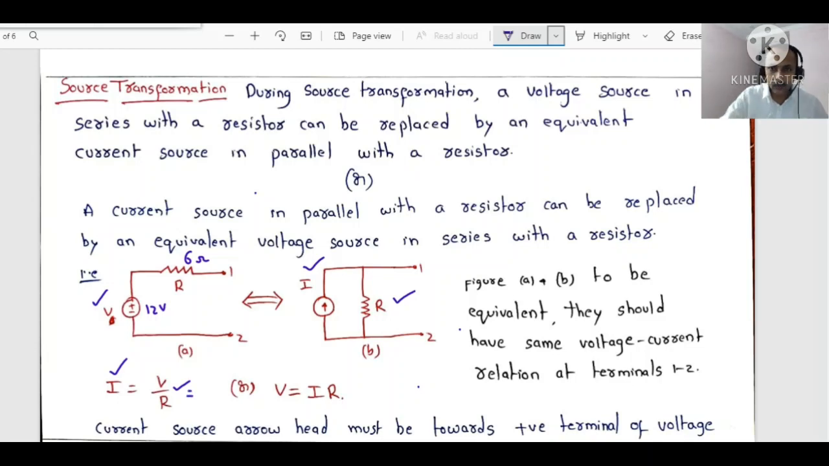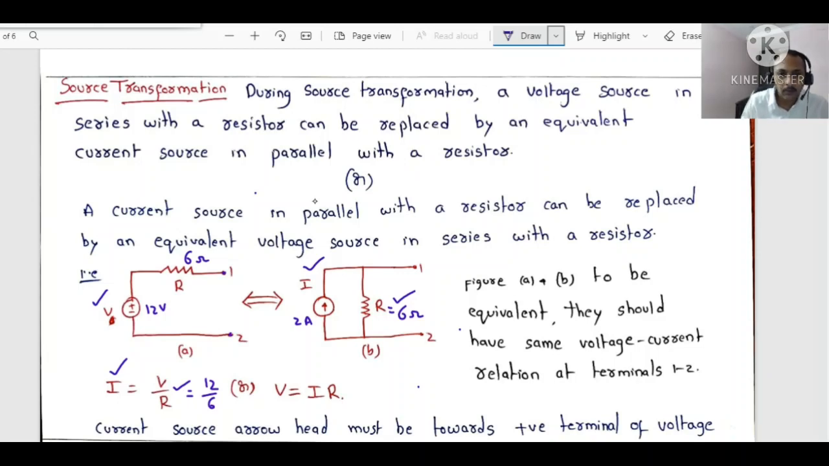In this context, what is the value of V? 12. 12 divided by 6, that means it is 2 amps, and the value of the resistor will not change. That will be the same, equal to a 6 ohm resistor. So these two circuits are equivalent. That means they will have the same voltage-current relationship at terminals 1 and 2.